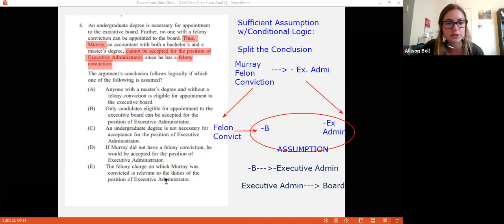So when I go back over to my answer choices, at first quick glance, I know I'm looking for something that links these two terms together. So they should be in the answer. On the board, executive administrator. I don't see them in A.